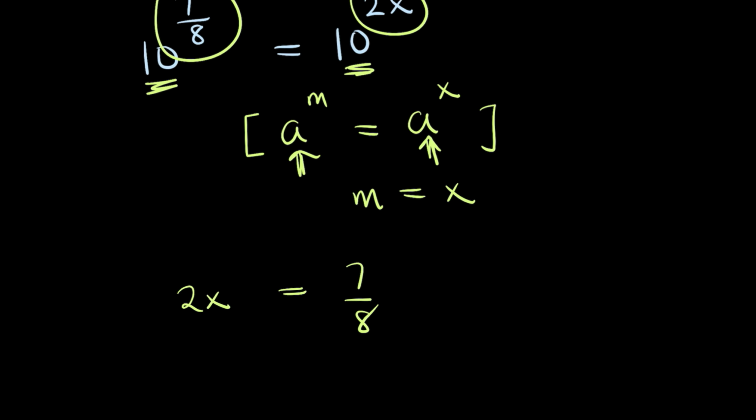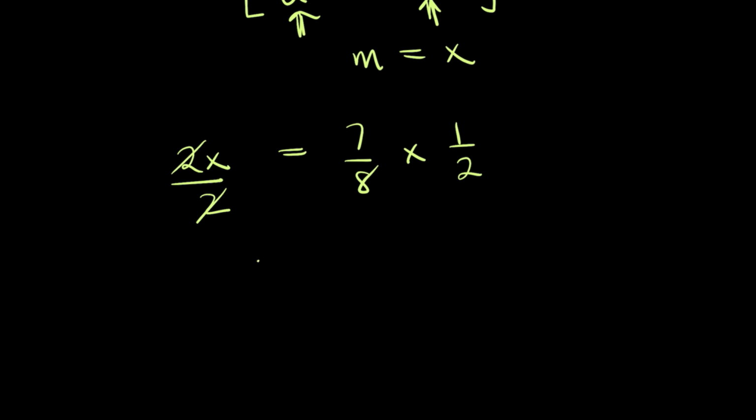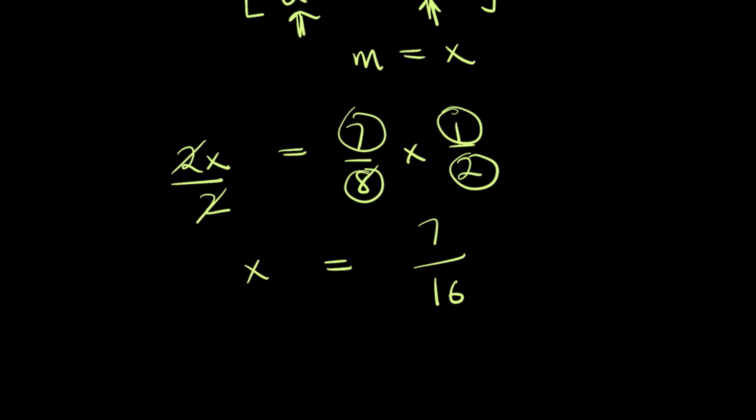We can now solve for x by dividing through by 2, which is the same thing as saying times 1 over 2 on the right hand side, giving us x is equal to 7 times 1 here is 7, and then 8 times 2 here is 16, giving us 7/16 as our final answer.